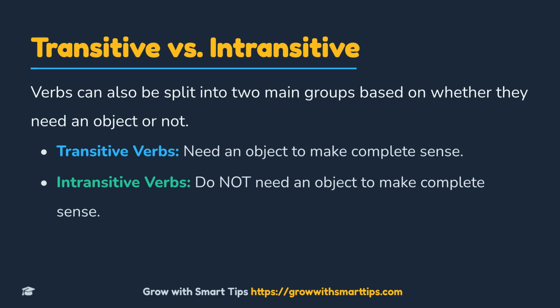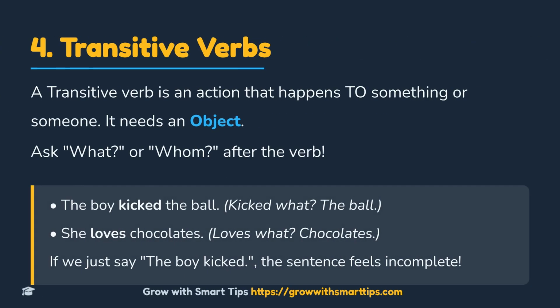Verbs are also grouped as transitive or intransitive, based on whether they require an object. Transitive verbs need an object to make sense, while intransitive verbs do not. A transitive verb acts upon an object. You can identify them by asking what or whom after the verb. For instance, in the boy kicked the ball, the ball is the object.